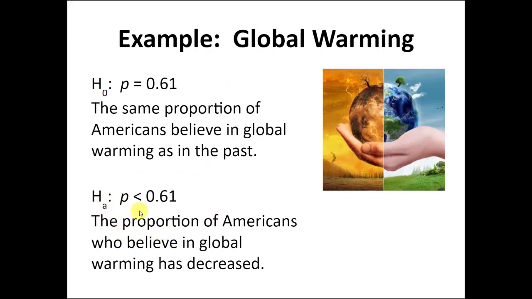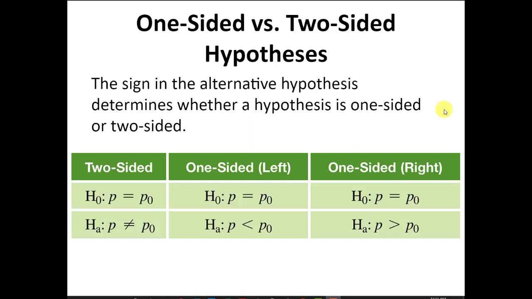So the alternate hypothesis is P is less than 0.61 because the researcher thinks it's decreased. Not that it's changed or that it's increased. They're looking specifically to see that it has decreased. That's why they're using the less than symbol instead of the not equal to or instead of the greater than. So as you can see, it really depends on the question how your alternative hypothesis will be stated.